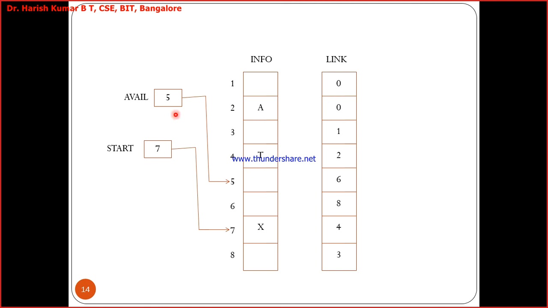This avail holds the number of empty locations. Right now, how many empty locations are there? 1, 2, 3, 4, 5. So available is 5 empty locations, and this is how it is stored inside the memory.